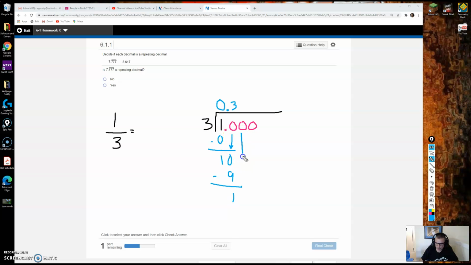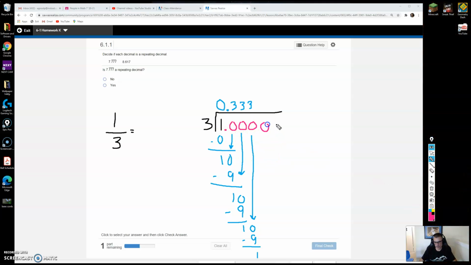So I brought down my first 0. Now I'll bring down my second 0. 3 goes into 10 3 times. 3 times 3 is 9. Wait a minute, that looks familiar. 10 minus 9 is 1. I'll bring down my third 0. 3 goes into 10 3 times. 3 times 3 is 9. And you guys can see what's happening here. We're stuck in an infinite loop. I'm just going to keep bringing down zeros, right? I'm going to write more zeros here and keep bringing them down, and I'm going to keep getting 3s up here. So we call this a repeating decimal. This process is going to go on forever.